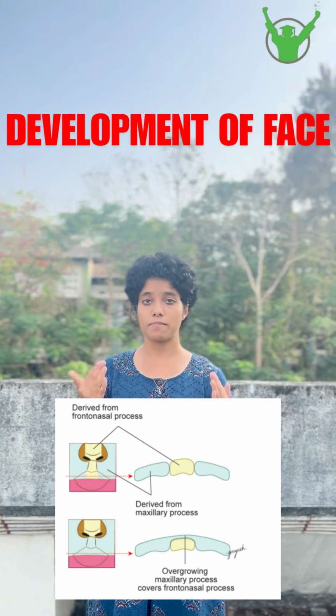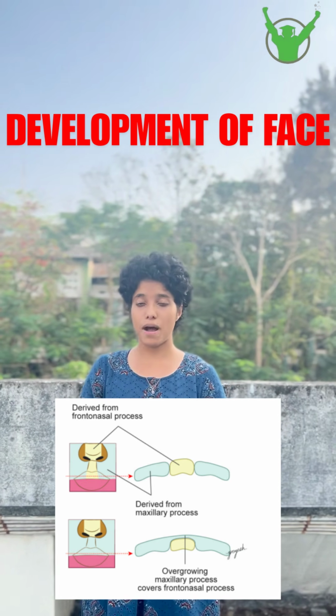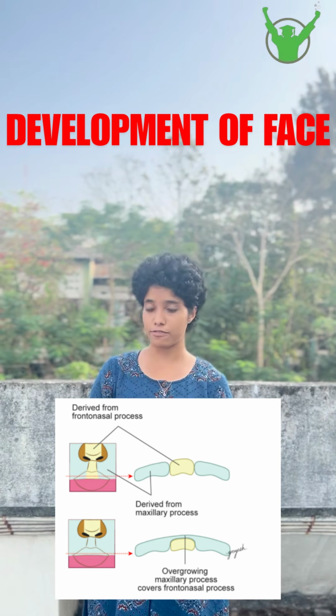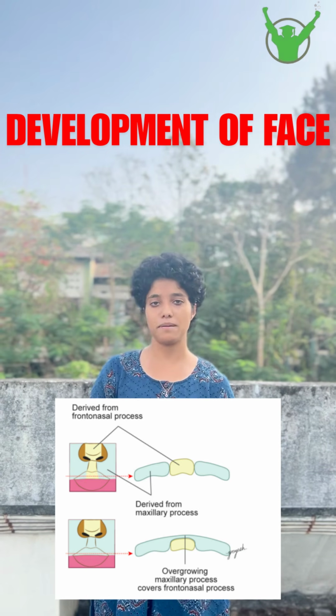The ectoderm of the maxillary process overgrows the central part or the philtrum of the upper lip, and because of that, the skin of the upper lip is supplied by the maxillary nerve.